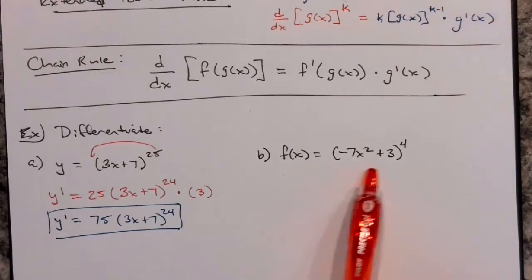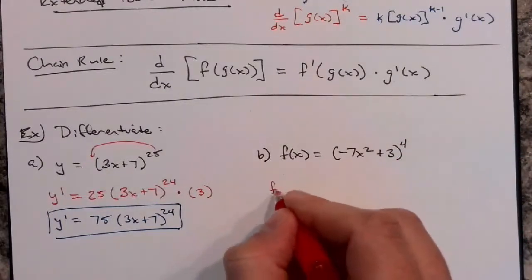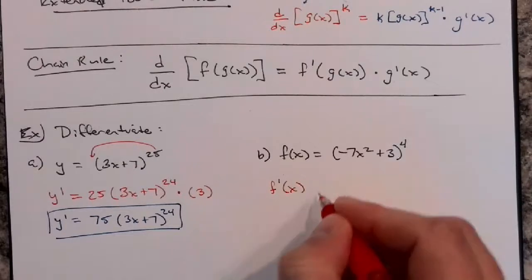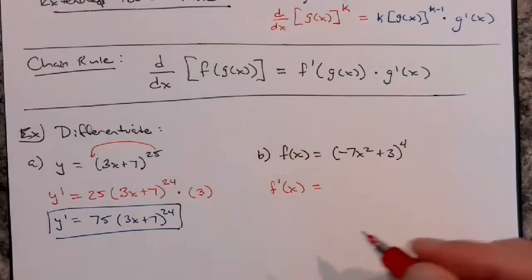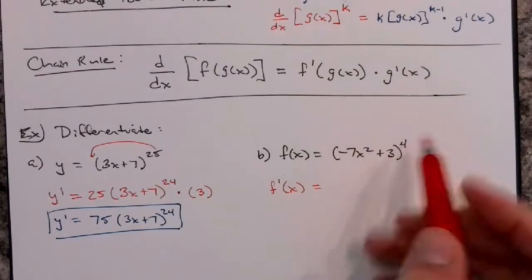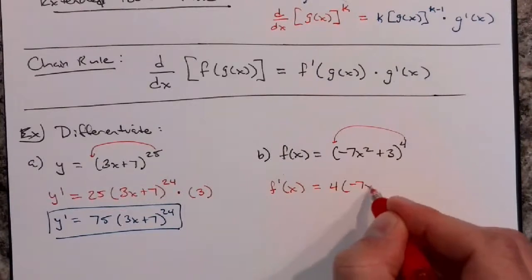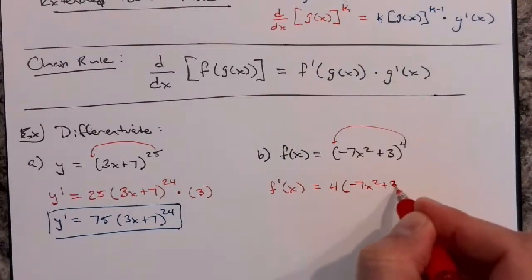Again, you should notice you have a function inside of a function. This whole function is being raised to a power, so we're going to use the chain rule. In this case, we'll call it the extended power rule. So the derivative, f prime of x, is equal to, remember how it works, the derivative of the outside, so keep the inside the same. The derivative of the outside tells you bring 4 in front. So you have 4 times negative 7x squared plus 3.